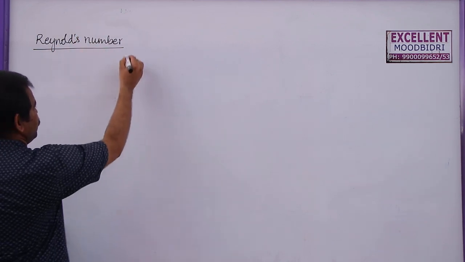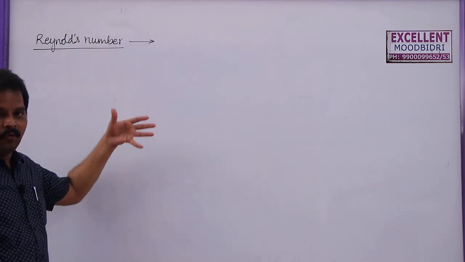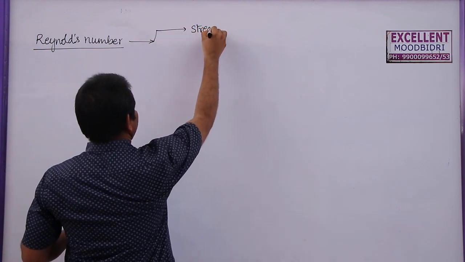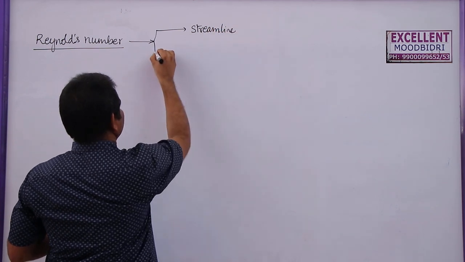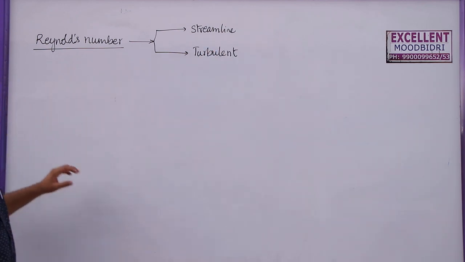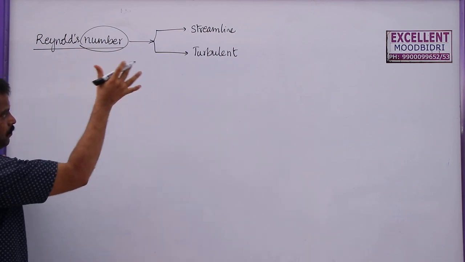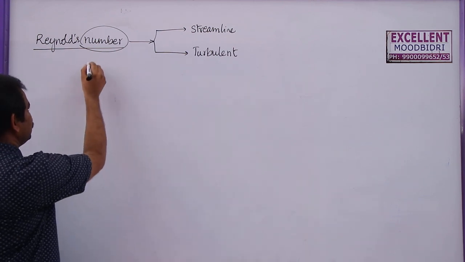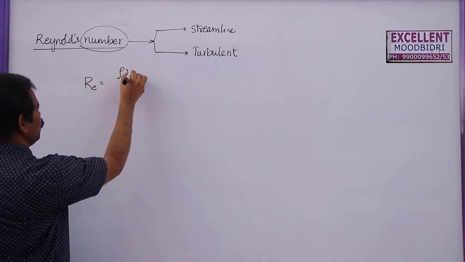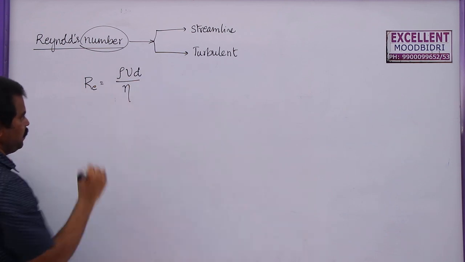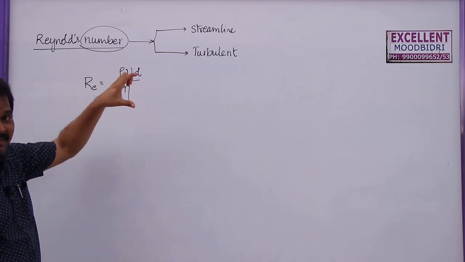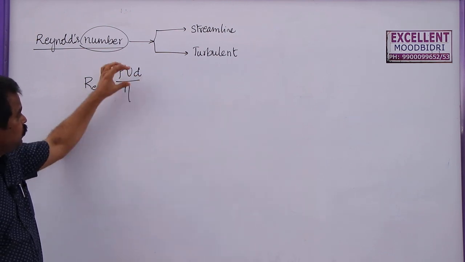Number. So this is a number that will decide whether the flow is streamline or turbulent. So this number will decide the nature of the fluid flow. So here the Reynolds number is given by, this is Re, it's a number only, which is given by rho V d by eta. So what is this rho? Rho is the density of the fluid, V is the velocity, d is the diameter or the dimension of the pipe through which this liquid is flowing.